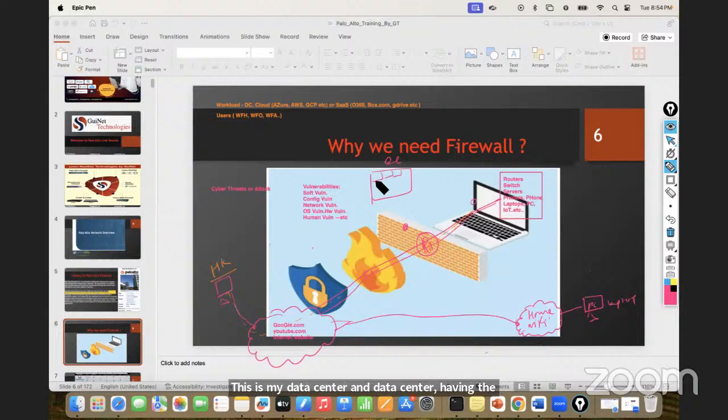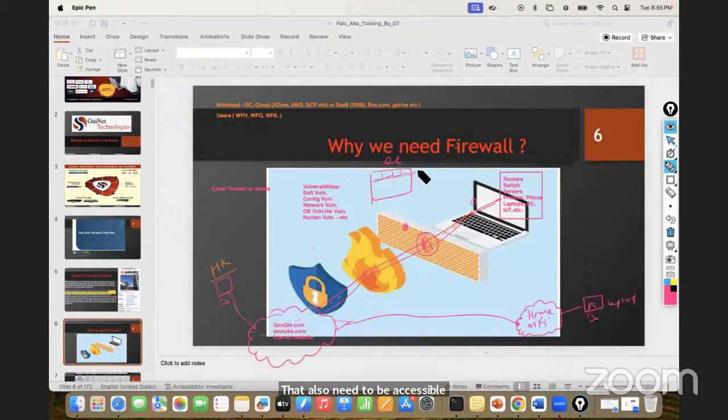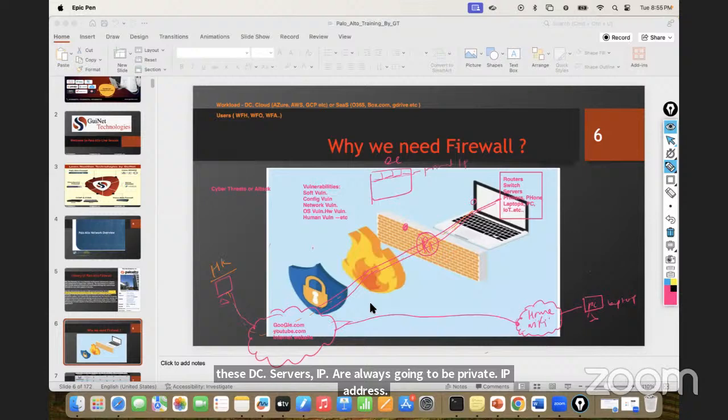Like we have Citrix, SAP, and file shares. We have different servers hosted in different data centers that also need to be accessible. And these DC servers' IPs are always going to be private IP addresses. So there is a problem: I can go on the internet without any compliance of the company. What are the challenges here?